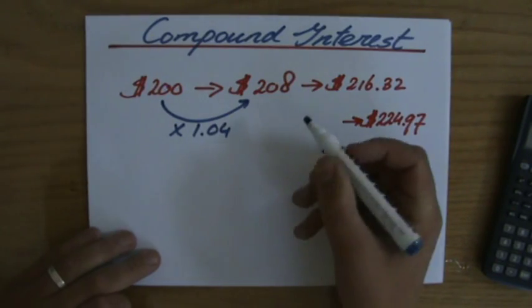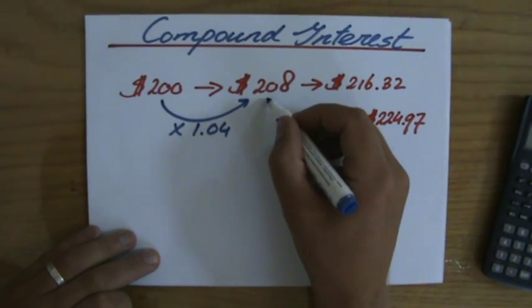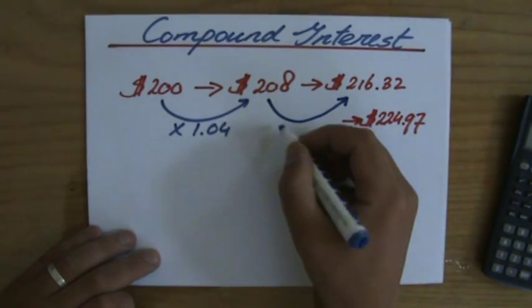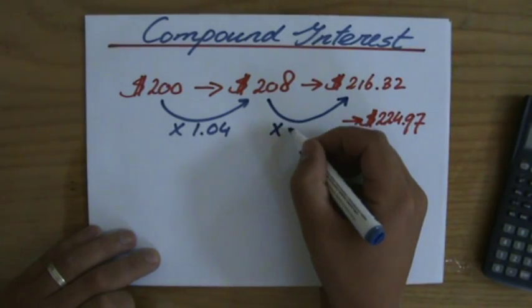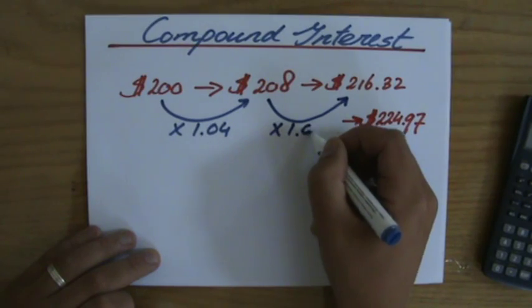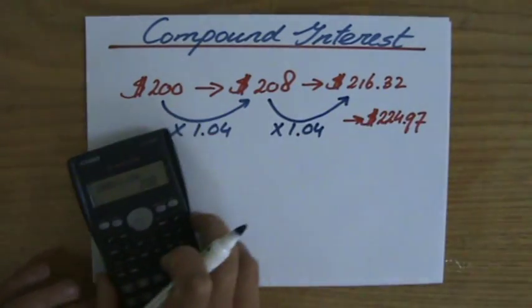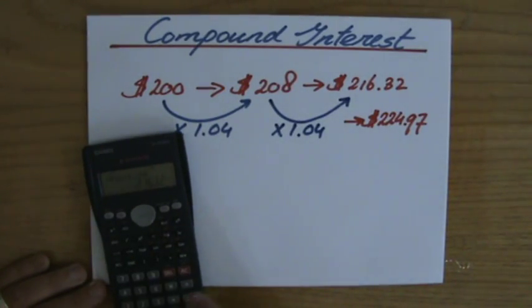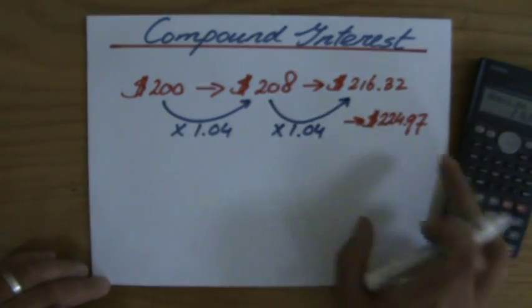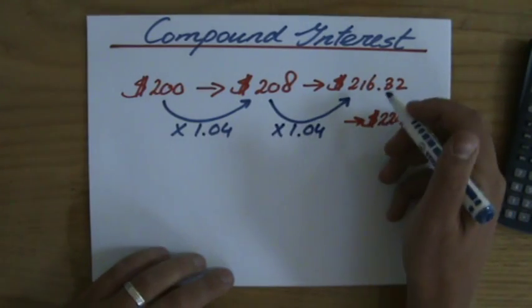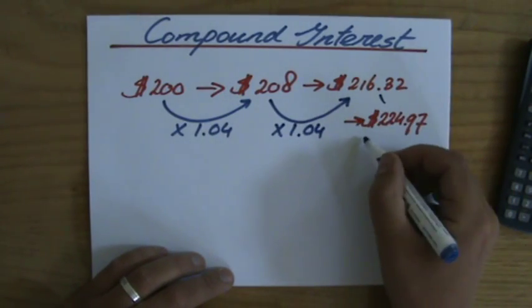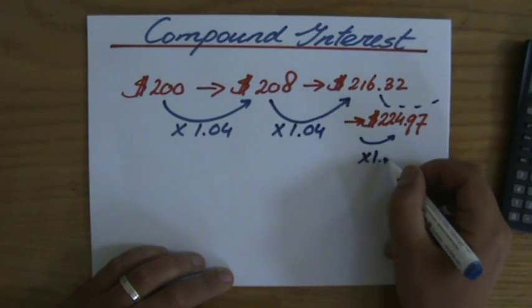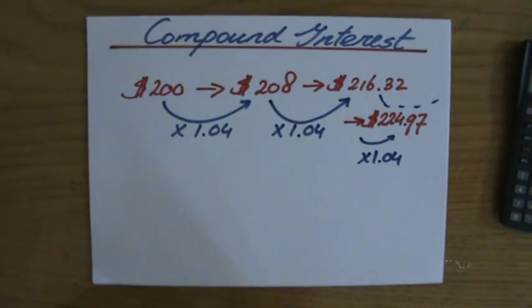Now 1.04, okay, 208. Now, I think you already have that gut feeling now from 208 to 216.32. That is also multiplied by a factor of 1.04. Have a look there. 208 times 1.04 indeed is 216.32. And 216.32, so I'm getting there. Again, times 1.04 is going to give you that final answer.